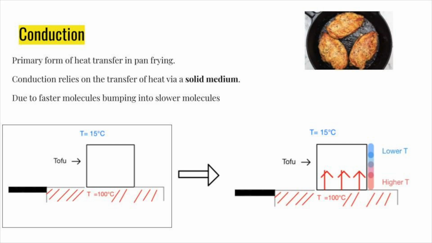First is conduction. Conduction is exemplified by pan frying or pan roasting different foods on a stovetop. Conduction relies on a solid medium as a means of heat transfer. Faster moving molecules bump into slower moving molecules immediately next to them and transfer kinetic energy.